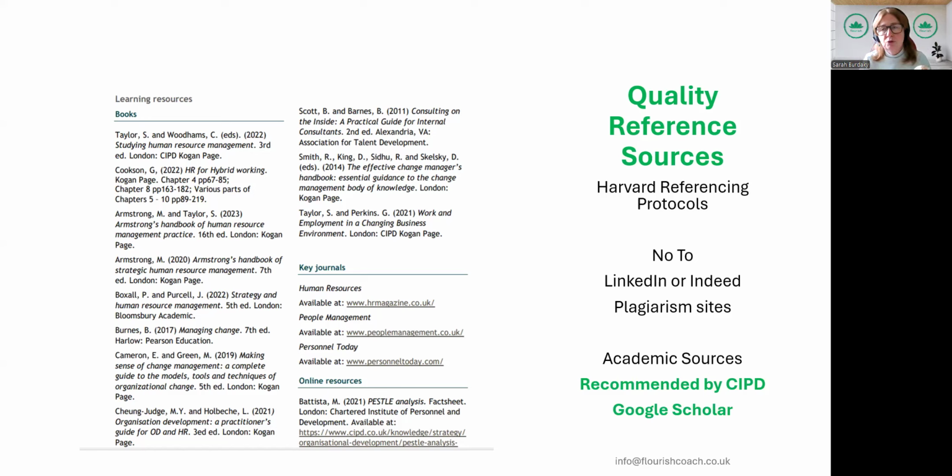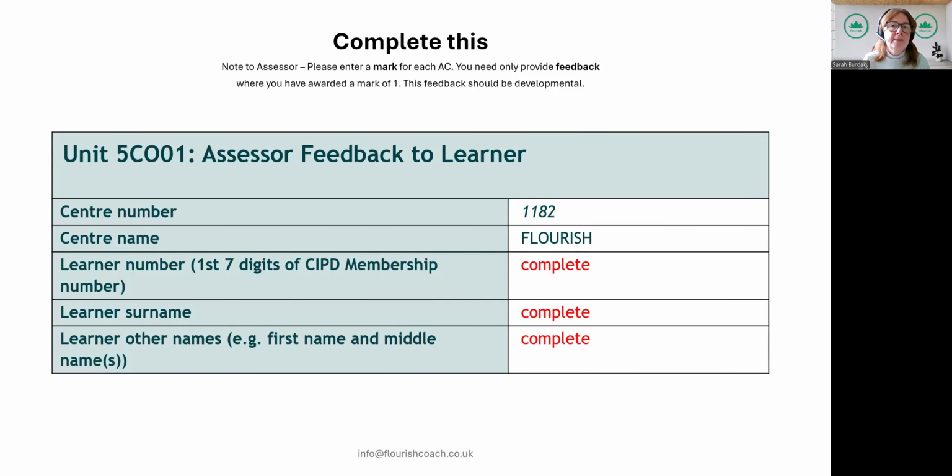And I know that doing a Google search is really quick. So if you're going to do a Google search, use Google Scholar. And then once you're in Google Scholar, you could do the search topic. And then what you'll be getting is academic sources returned. So that's a really good way to widen your reading. And before you finalise your assignment, make sure that you've added into the assessor feedback to learner form right at the end your membership number, your surname, and your first names.